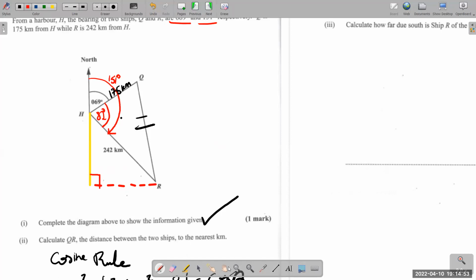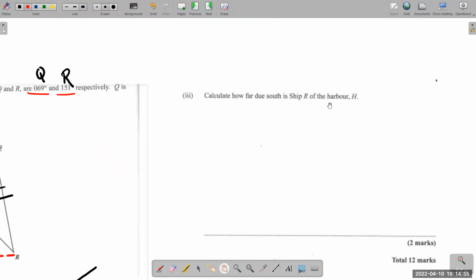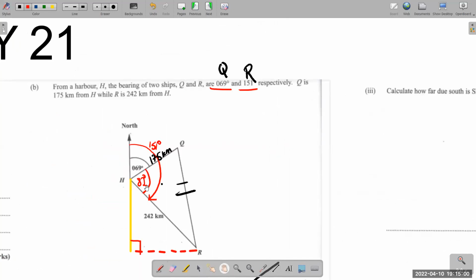You see why the reading comprehension part is the difficult part here? How far due south? It means how far due south. They ask you for the angle because they don't give you this. So they want to know how much due south is R. That means they want this line. So let's call this X.